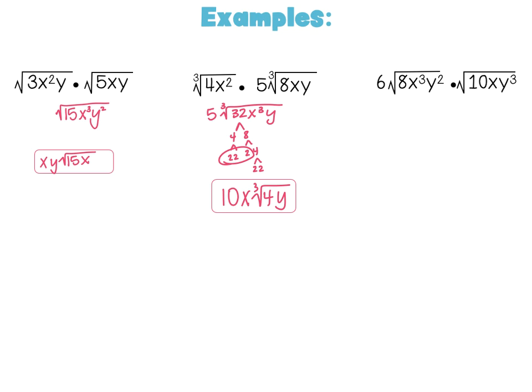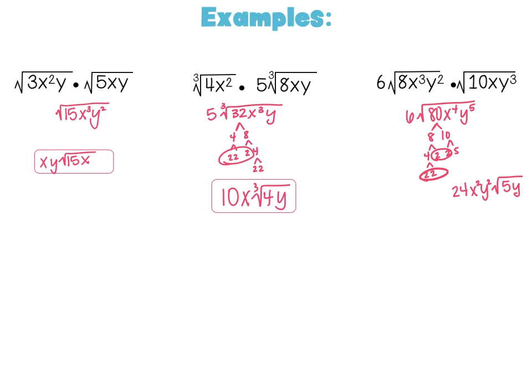Next example, remember outside times outside, inside times inside. So 6 times 1 is 6, and then 80 x to the 4th, y to the 5th. I'll do my factor tree next. And this is a square root, so I need 2 of the same number. Well, I have 2 2s and another set of 2 2s. That means I say 2 times 2, which is 4, but I can't forget about that 6. 4 times 6 is 24.